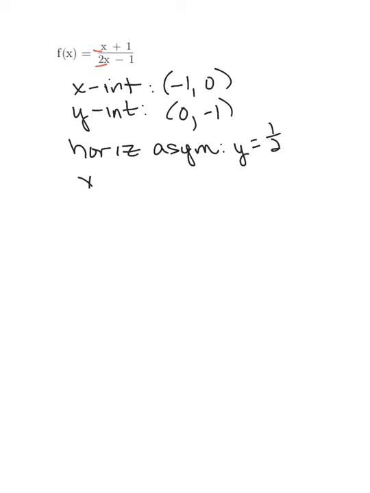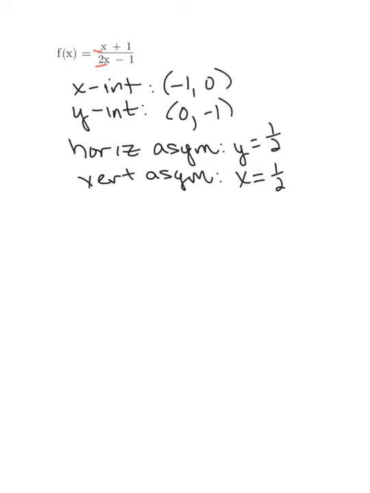Vertical asymptote is where the denominator equals 0. And if you set 2x minus 1 equal to 0 and solve, you will get 1/2. So x equals 1/2 is your vertical asymptote. Next, we need to find out about increasing or decreasing, which means we need the first derivative.